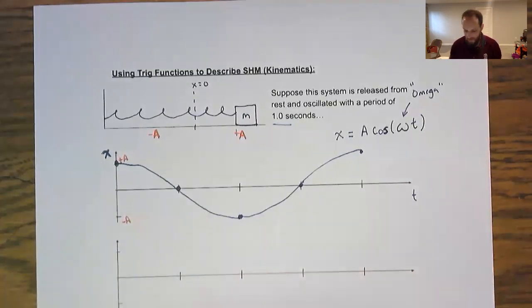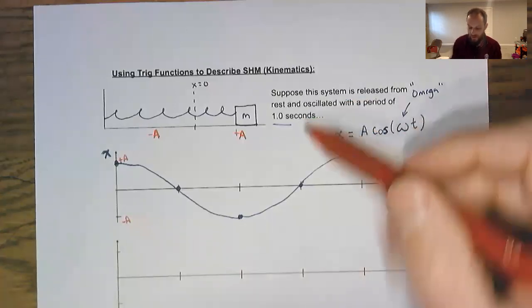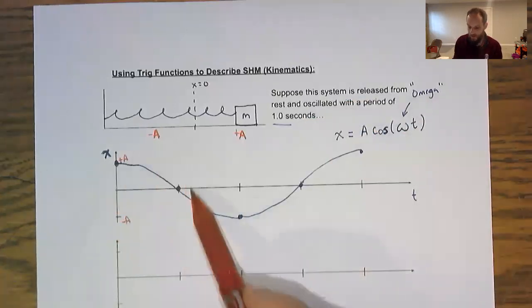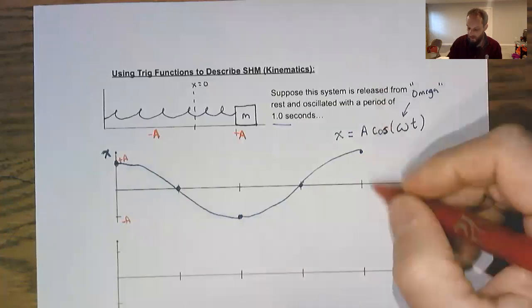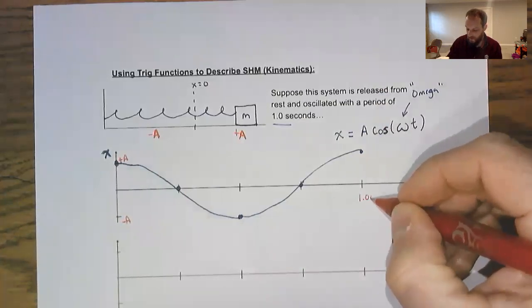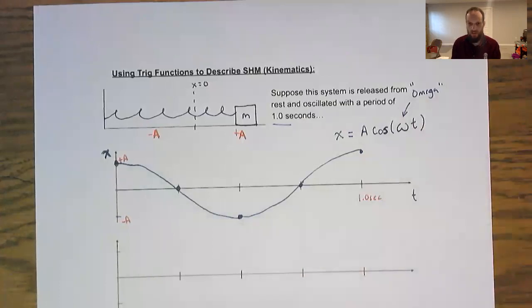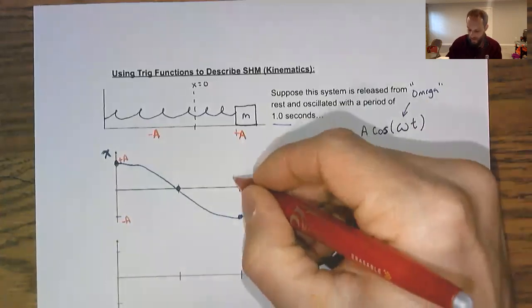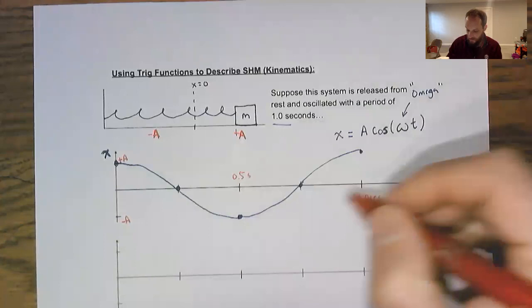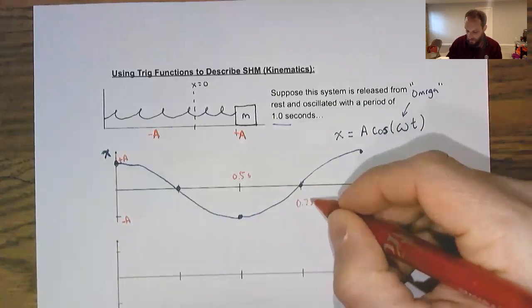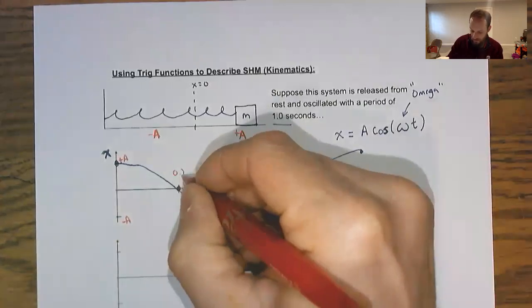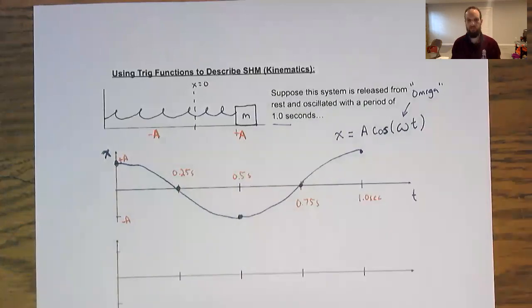So speaking of that, I should be able to identify some times in here. I know the period is 1 second, so the time for it to go through one whole oscillation back into here, that means this is going to be 1 second, one complete cycle. So this would be half a second, and 3/4 of a second, and 1/4 of a second. So we can kind of break it down like this. So this is position as a function of time.